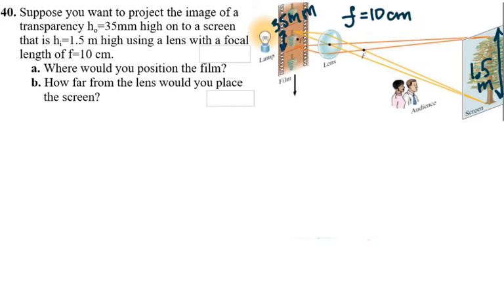Because I have millimeters, meters, and centimeters, I have to convert this problem all in meters. And the questions they have are, where would you position the film and how far from the lens would you place the screen? Because we have the inverted image and it is real, we are talking about converging or convex lenses. So the first part I can do is to find the magnification. The magnification is equal to hi over ho.